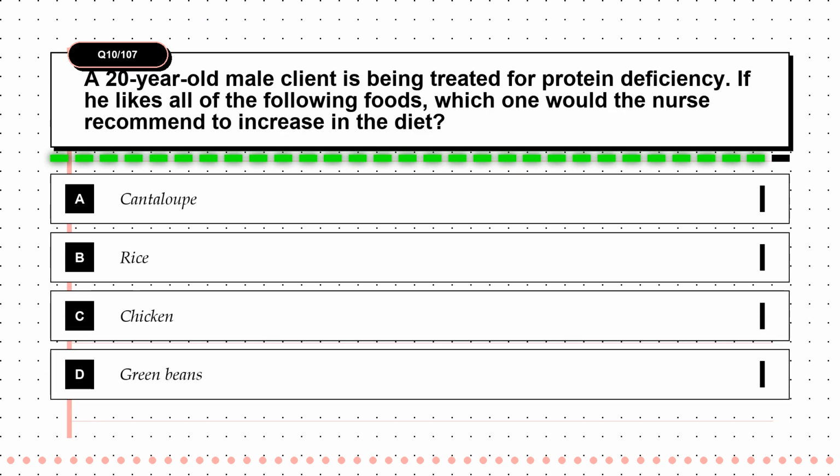Question 10. A 20-year-old male client is being treated for protein deficiency. If he likes all of the following foods, which one would the nurse recommend to increase in the diet? Here are the options. Option A. Cantaloupe. Option B. Rice. Option C. Chicken. Option D. Green beans.